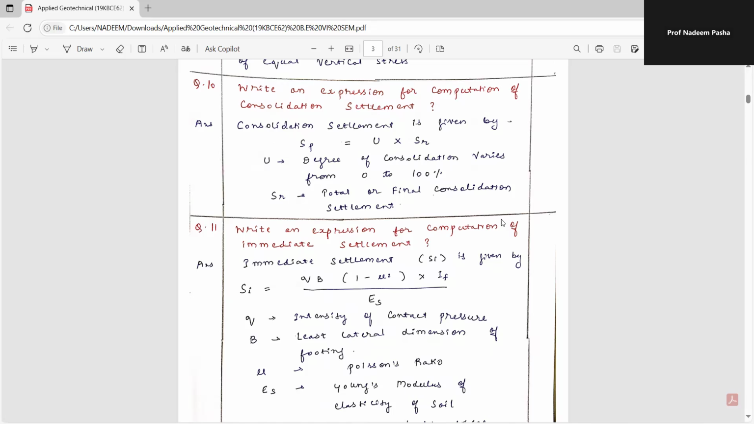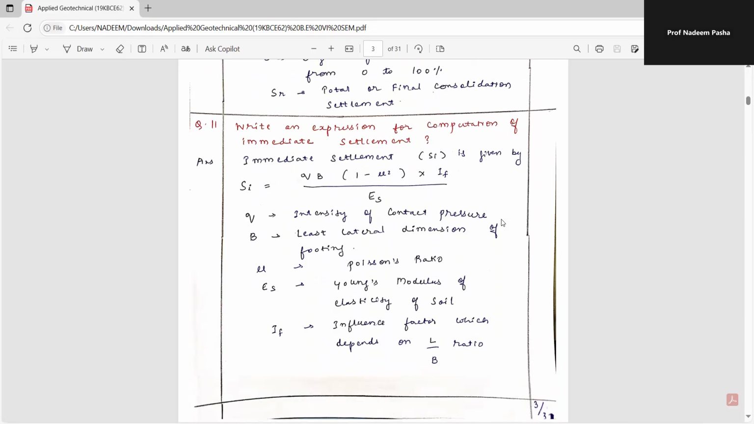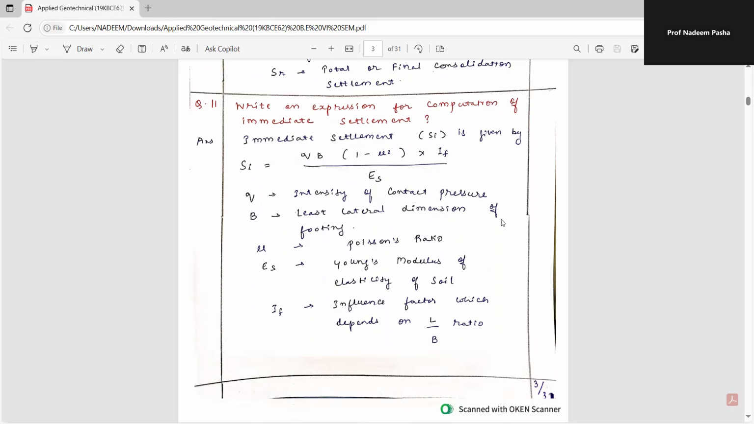Write an expression for computation of immediate settlement. The immediate settlement Si is given by Si equal to q B into (1 minus mu square) into If divided by Es. Here q is the intensity of contact pressure, B is the least lateral dimension of the footing, mu is the Poisson's ratio, Es is the Young's modulus of elasticity of soil, and If is the influence factor which depends on the L by B ratio.